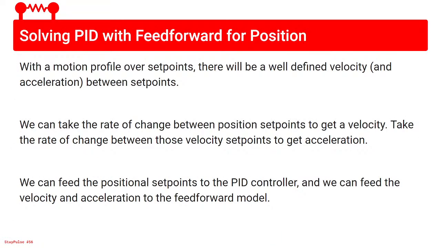We've figured out PID with feed forward for position as well. It requires a motion profile over your position set points so that there's a well-defined velocity and acceleration between set points. One note is that when you combine feed forward and PID, you ideally want your feed forward to do most of the work. So if your feed forward is doing most of the work, then the KV, KS, KA constants are just going to be what they are.